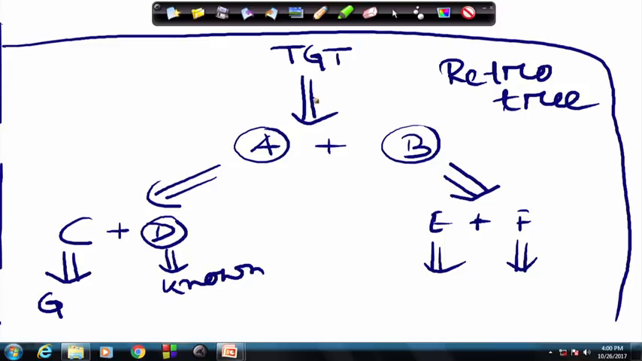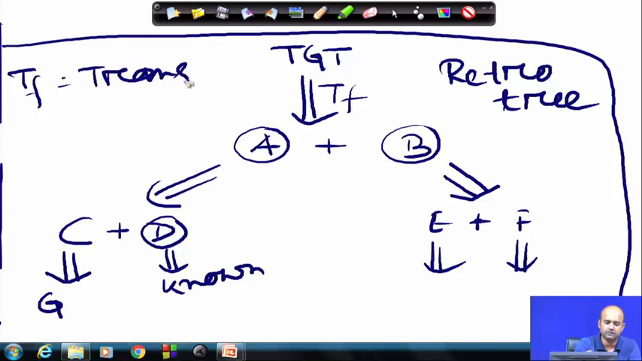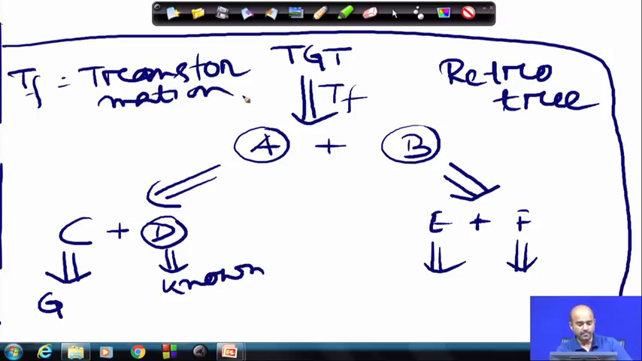Now, what does this backward arrow mean? Where basically you are doing some transformation, TAP is abbreviated as transformation. Any single transformation, let us say an oxidation reaction or a reduction reaction, is named a transformation reaction. Okay. And then you come back to these things.